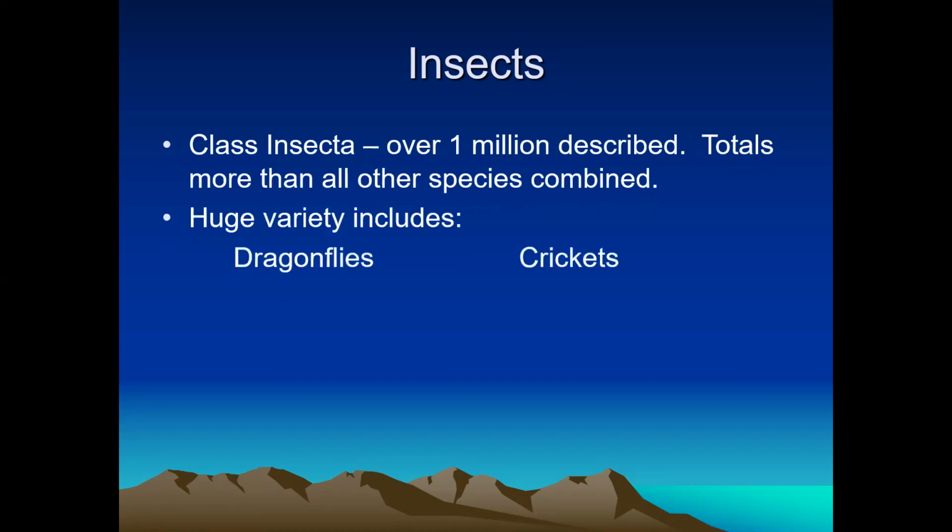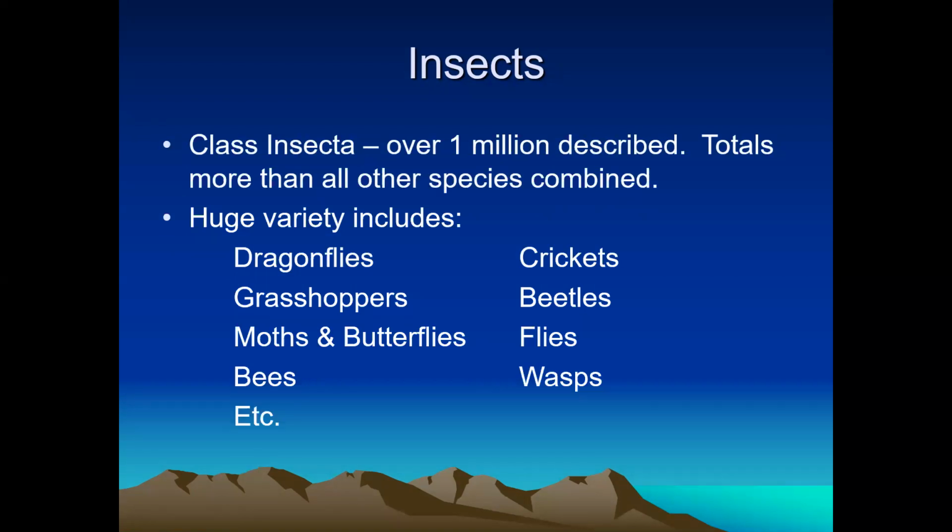Huge variety. Here's some examples. Okay, lots. It keeps on going. You could probably name 5 or 6 more insects that you know. Okay. Roly-polies or not, though?